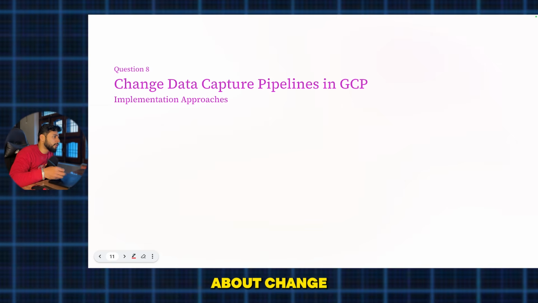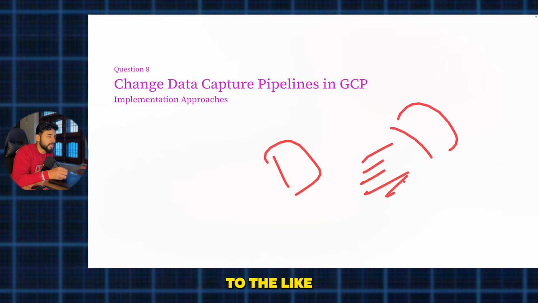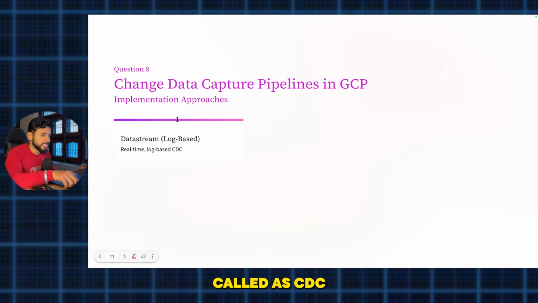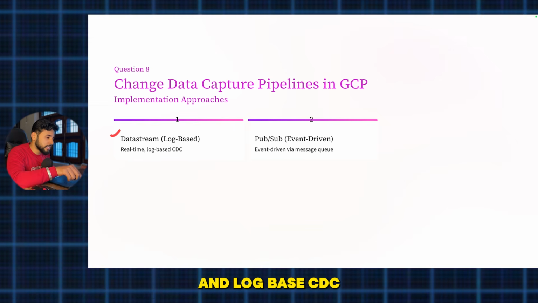Okay. Then we talk about change data capture. A change data capture pipeline means anything changed in the source should directly be added or uploaded to the target, like near real time processing. That is called CDC, change data capture. First thing is Datastream, which is real time and log based CDC.